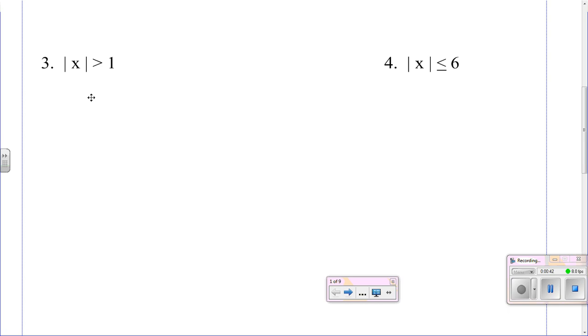Number 3. x greater than 1. It's a greater sign, greater. So, or x is less than negative 1. Number 4. x is less than or equal to 6. It's a less than. So then you have x is between negative 6 and 6.